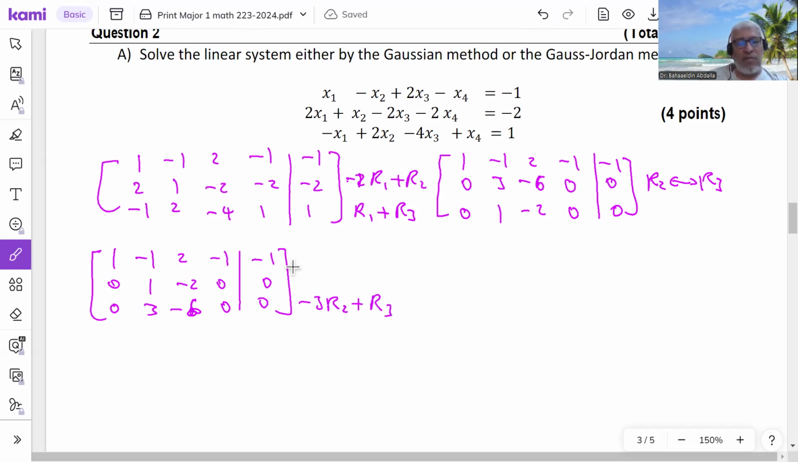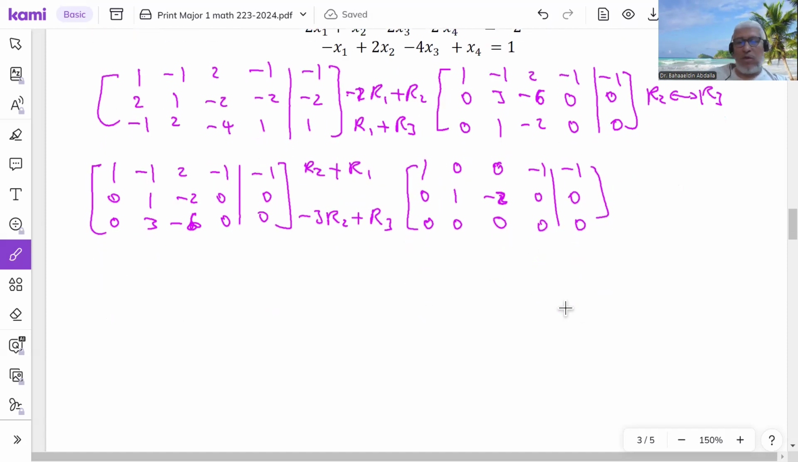And I'll make -1 also 0, so Gauss and Jordan. So R2 plus R1. So I'll have 0, 1, -2, 0, 0 without change, and add 0, 0, -1, -1, and -3 plus 3 is 0, 6 plus -6 is 0, 0, 0. So that's it. That's the last step.